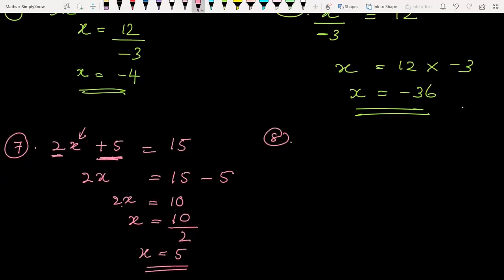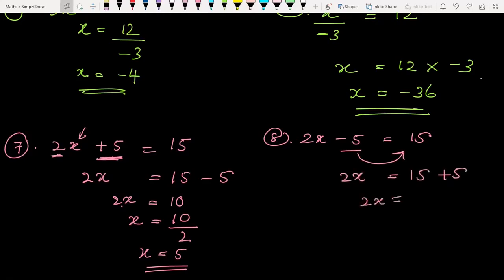Right. Eighth one, 2x minus 5 equals 15. Once again, let's transpose this -5 to the other side. Then it will become 2x equals 15 plus 5. Then 2x equals 15 plus 5 is 20. And when we transpose 2 to the other side, it will become 20 divided by 2. So x equals 20 divided by 2. x is 10.